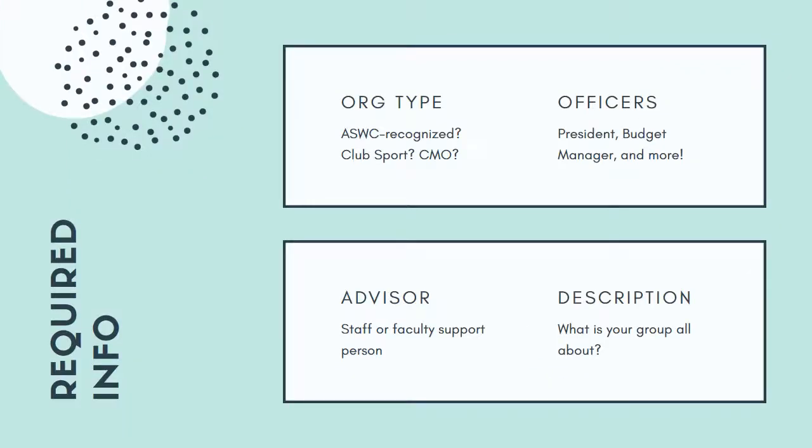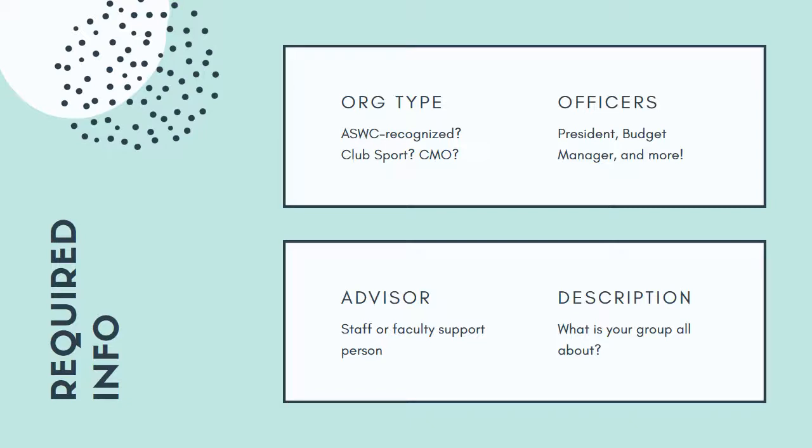The club registration form will ask you for a variety of information. You will first need to identify your organization type, for example, ASWAC recognized organization, or club sport, or campus media organization, just to name a few. If you are unsure of your organization type, you can choose "I don't know my club's recognition status."